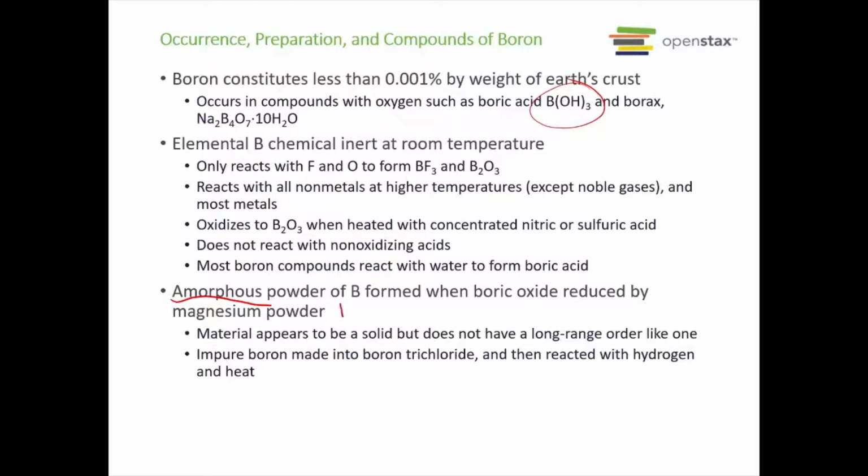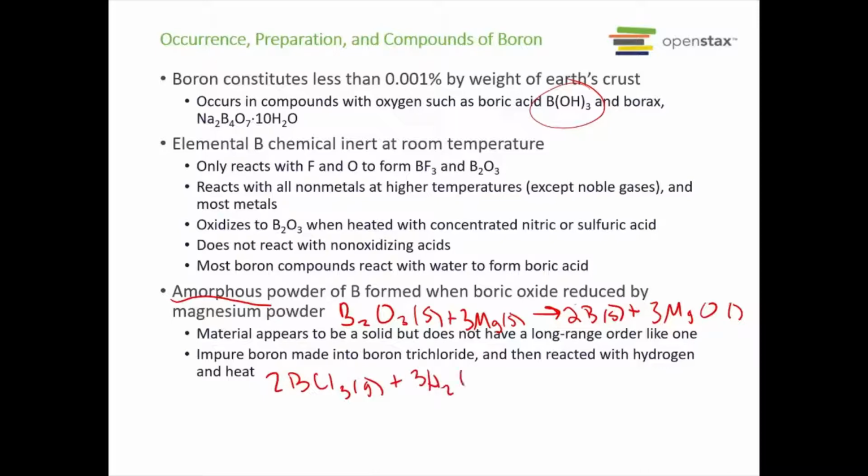So we can take B2O3. This isn't boric acid, this is the oxidized boron. And we can react it with magnesium, and this is what gives us this amorphous boron and magnesium oxide. And then we can also take boron trichloride, which is a gas, react it with hydrogen gas, and give it a ton of heat at 1500 degrees Celsius, and we get boron and hydrochloric acid.